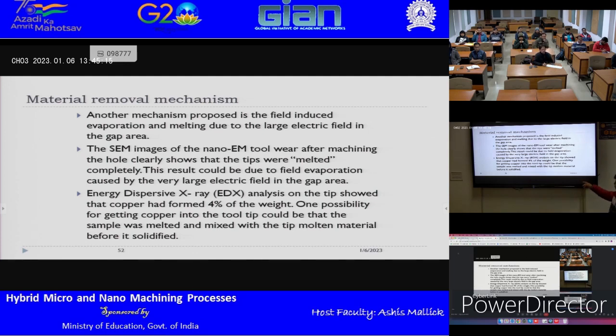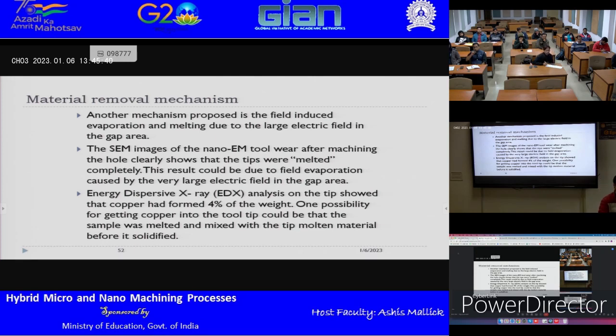And also it shows there is some decomposition. The workpiece was copper and the tip has some copper in it also. That tells you that at the dielectric interface there is some melting and some transfer of material between the tool and the workpiece. So very similar thing happened for the EDM or micro EDM. So it is a contact process.